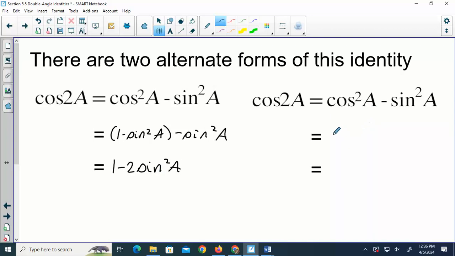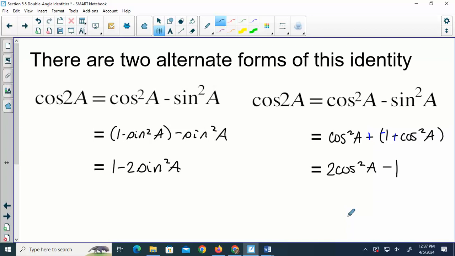On the other option, what could I replace sine squared with? 1 minus cosine squared. If you distribute that negative, you get 2 cosine squared a minus 1. So there's actually 3 different variations for cosine of 2a. You can use any of them, you'll get the same answer. Typically, we use whichever one is easiest in the problem.